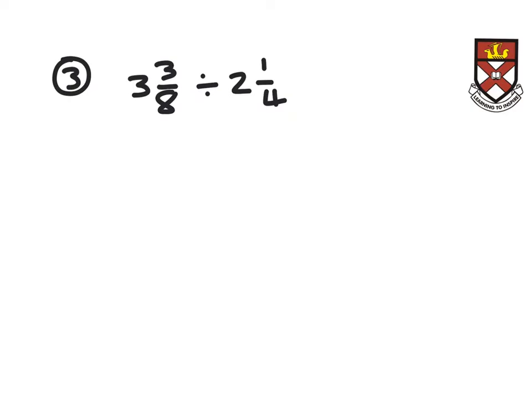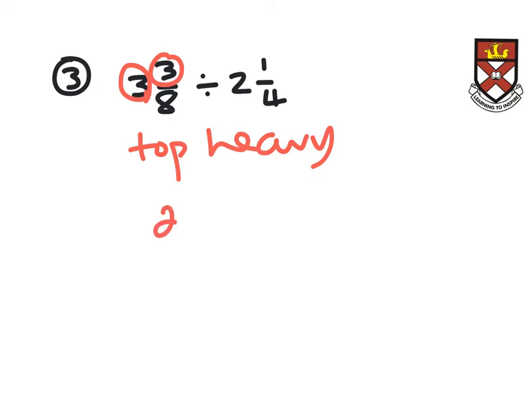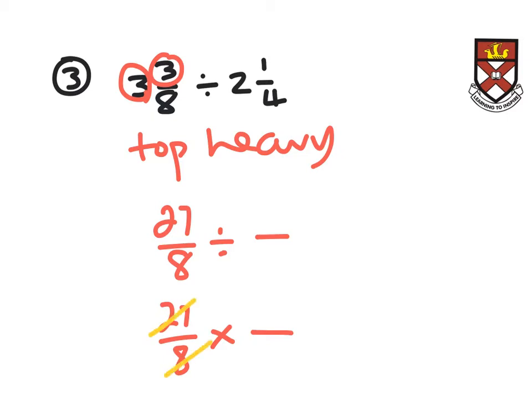Question 3. Secret here, top heavy. Okay, turn them top heavy. So 8 times 3, add 3, 27 over 8. Divided by, do the same with the second fraction. And remember, because this is a divide, we need to turn that second fraction upside down to make it a times. Then we start to do some cancelling.